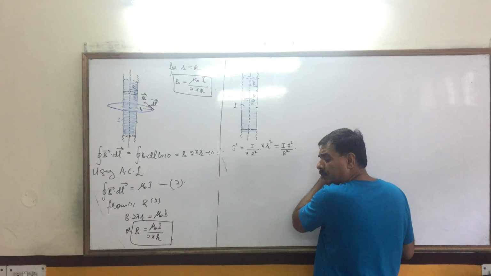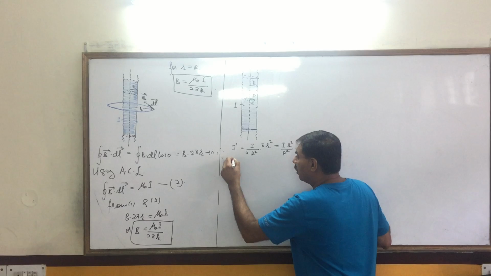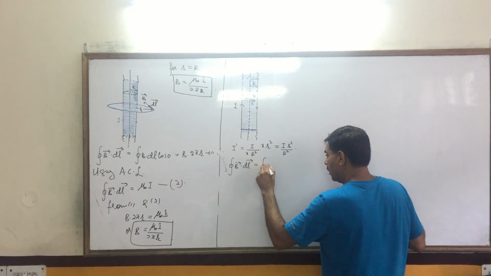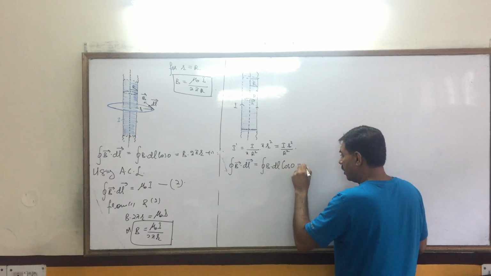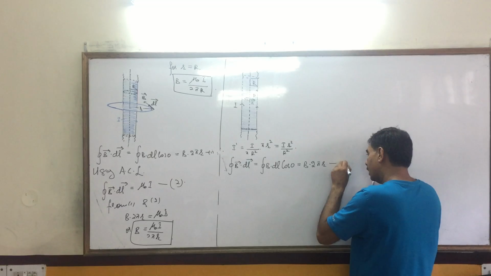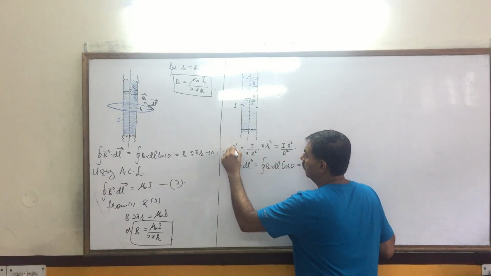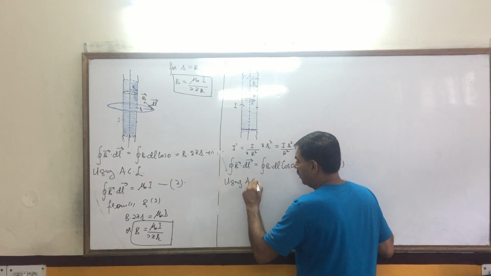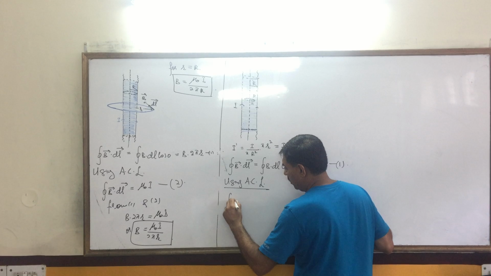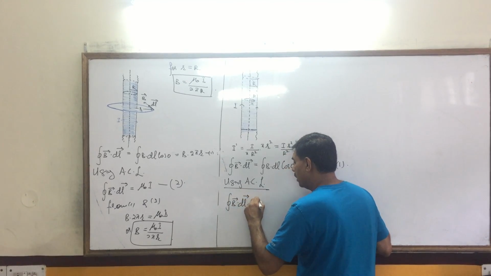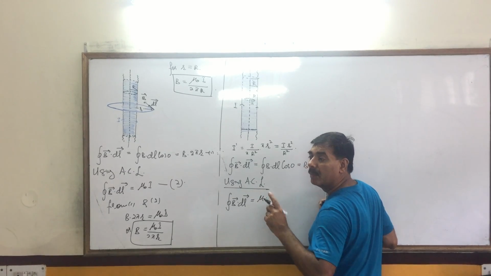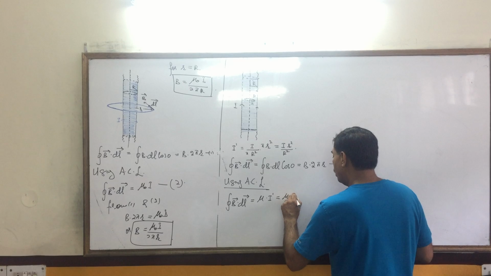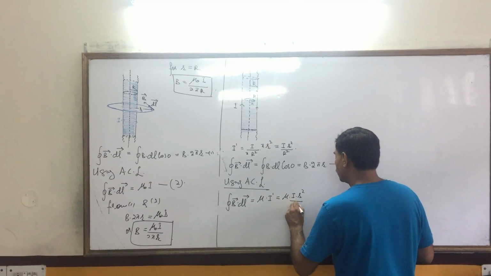The line integral of the magnetic field for the closed path is B into 2 pi r, using ACL, equal to mu, where mu would be the permeability of the medium inside, into I dash, which would be mu into I r square by R square.